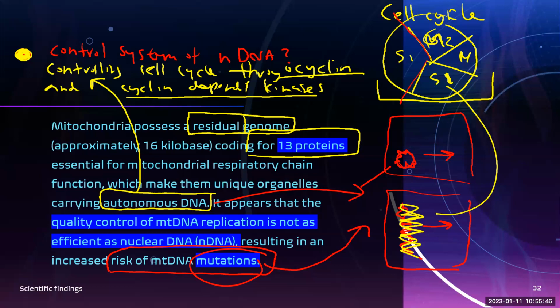In that case, the cell cycle is mostly about DNA replication. If DNA replication is perfect, the cell cycle takes place. So the control system of the cell cycle means checking the DNA quality. Mitochondrial DNA doesn't have such a system like nuclear DNA, so it is more susceptible to mutations. Read the notes a little bit about the cell cycle for this part.